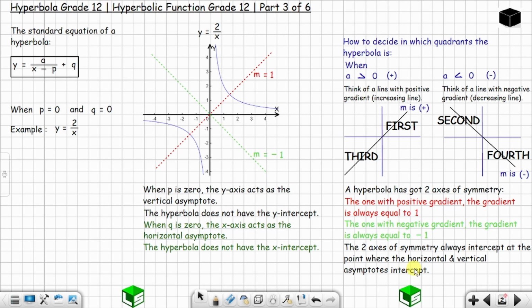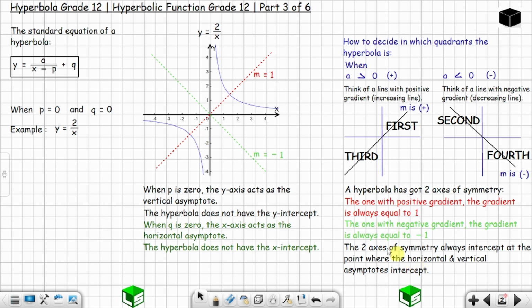Okay, and remember, you have to identify first your horizontal asymptote and your vertical asymptote. In this case, your vertical and horizontal asymptote are the x-axis and the y-axis. It is not always the case. We are going to see another example where the x-axis and the y-axis are not asymptote.